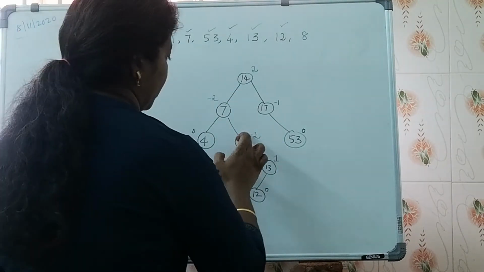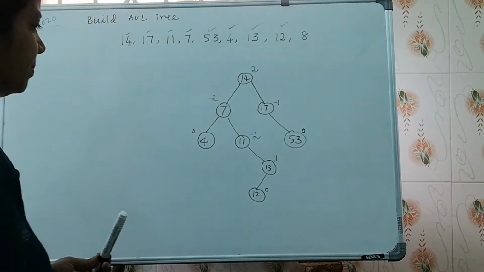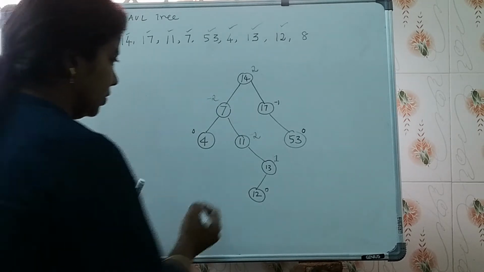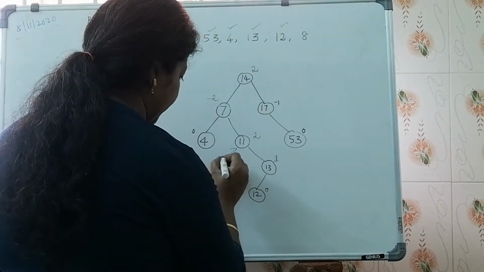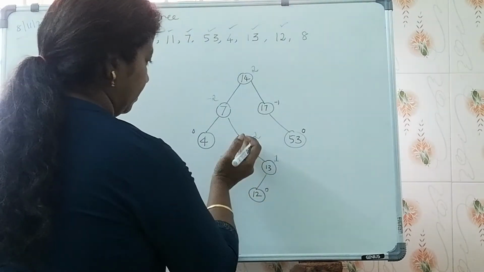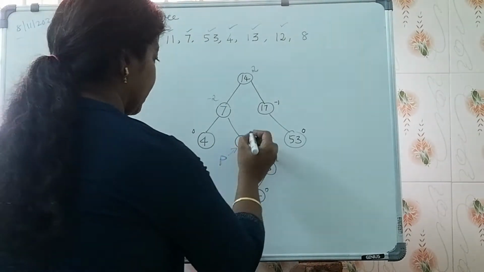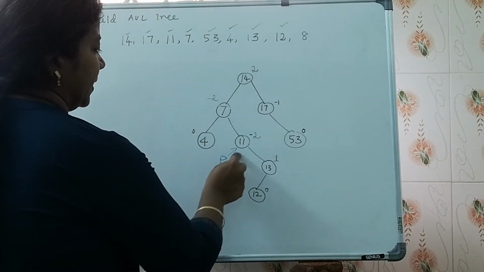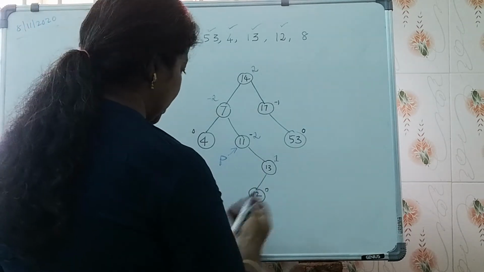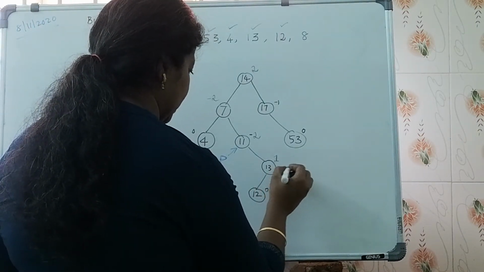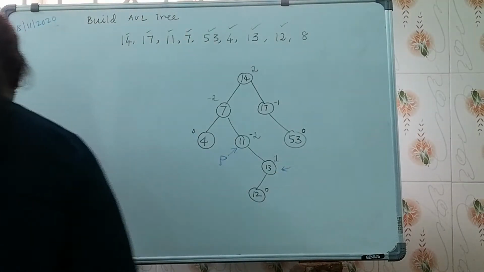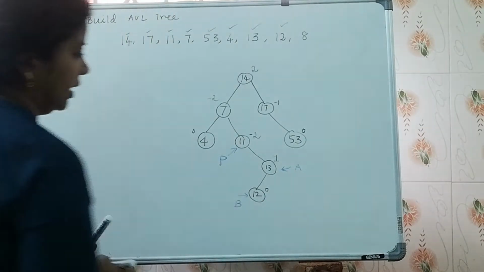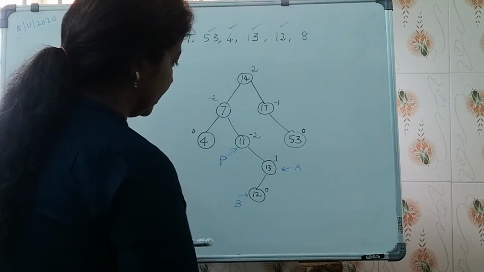Fine. Now let us figure out what is P and then which type of rotation is required in this case. Now you see this is P, because from the bottom, this is the node whose balance factor is affected, which is -2. As long as you figure out P, this must be your A, and then this is your B. Now you look at which case it is.